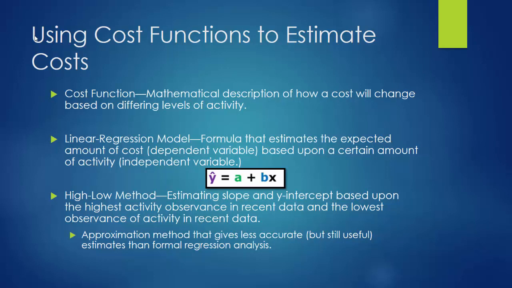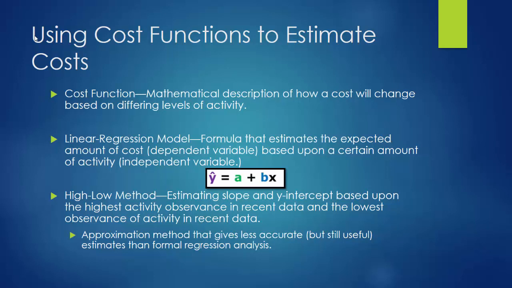And that formula that we're going to use is called the linear regression model. So we're going to take an expected amount of cost, which is our dependent variable, and we're going to estimate a level of activity, which is our independent variable. And by estimating that level of activity and having this formula y hat equals a plus bx filled in, it's going to give us our predicted cost.